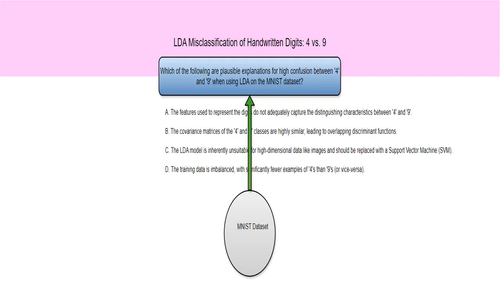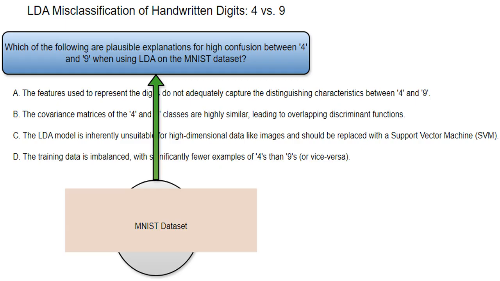This simply describes the context of the problem. Our LDA model has trouble classifying handwritten 4s and 9s correctly. We are investigating why. This is the database we are using. MNIST is a large database of handwritten digits commonly used for machine learning tasks. It's well suited for this type of problem.